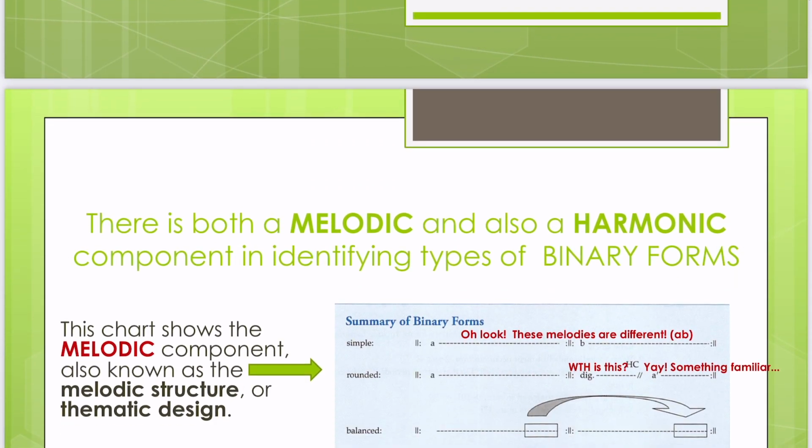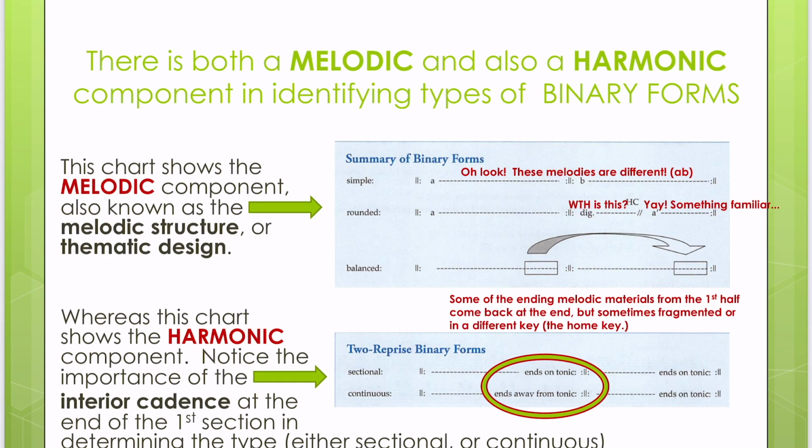Here we go. You've seen these two charts at the end of the chapter. I want to emphasize what they mean. There is both a melodic and also a harmonic component in identifying these types of binary forms, the three that we've talked about. So the bigger form on the top, where it says summary of binary forms, this is the chart that shows how the melodies work. So it shows the melodic component. Sometimes we call that the melodic structure or the thematic design because you're talking about musical themes here.